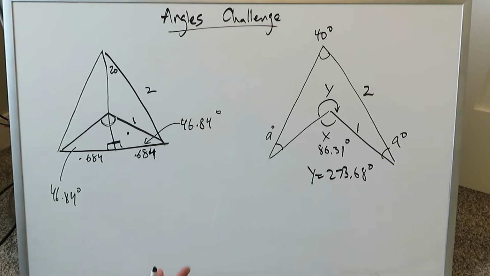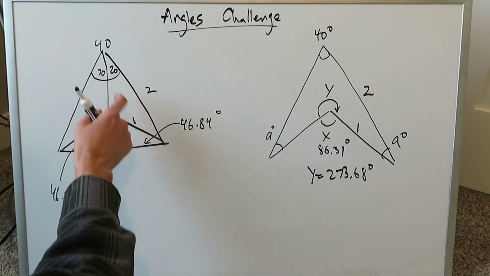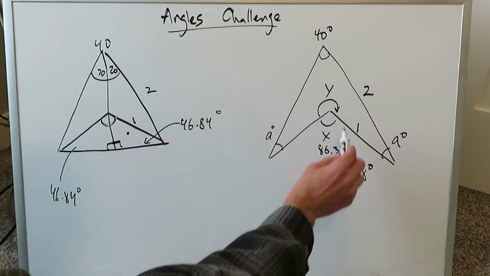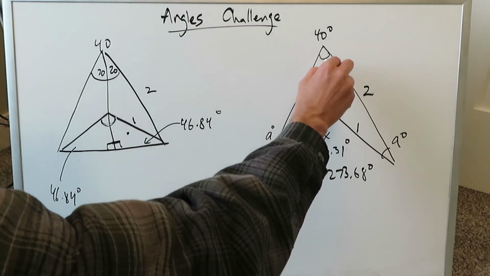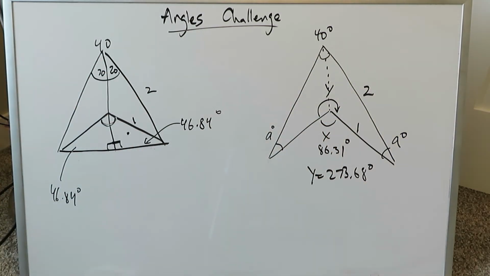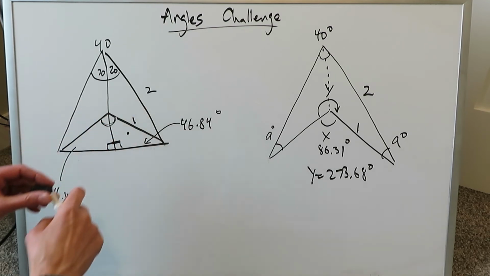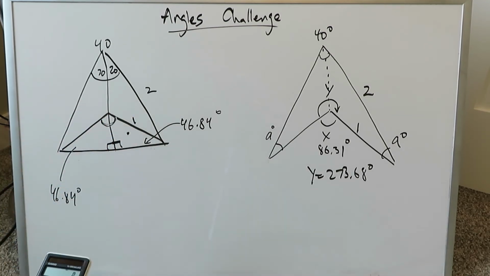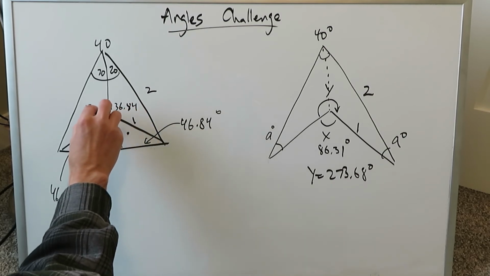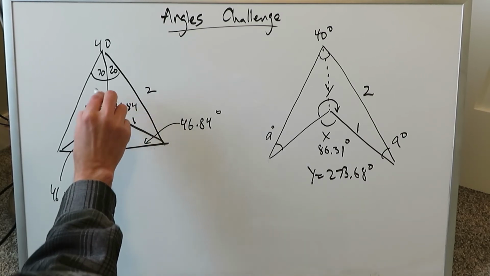Now we can do determination of A. It's not too hard. If I have a 20 over here, and now I've determined this Y value to be 273.68. If I were to bisect this across as I have right over here, and I were to divide 273.68 by 2, I can get both of these obtuse angles. So why don't we do this? 273.68 divided by 2, I get 136.84. This angle right here is 136.84. This angle here is 136.84 degrees.